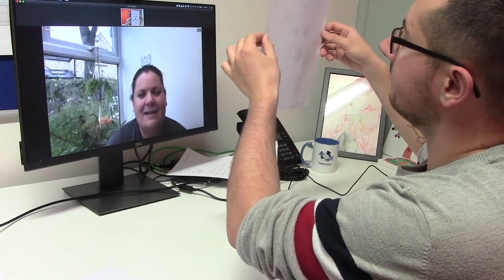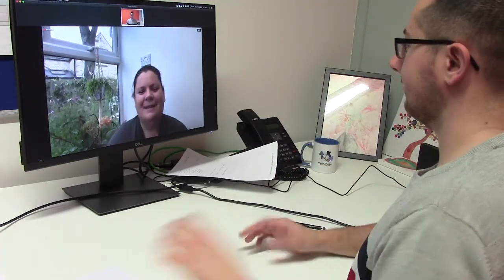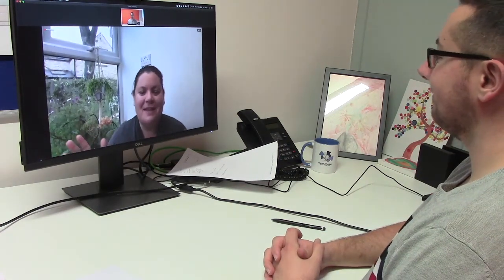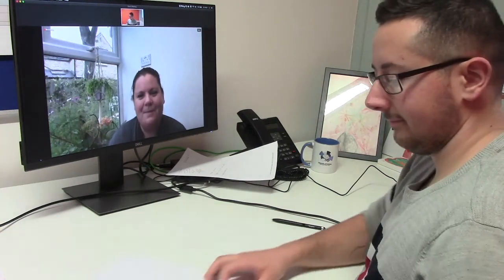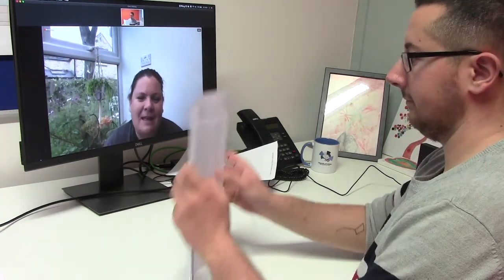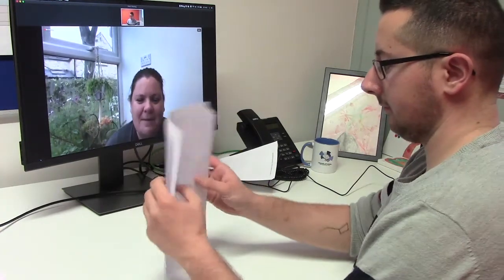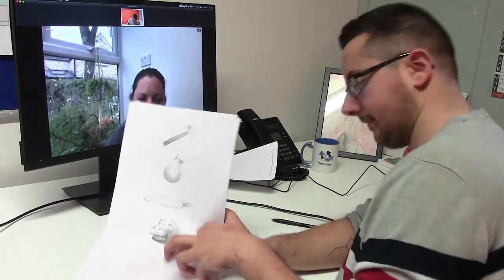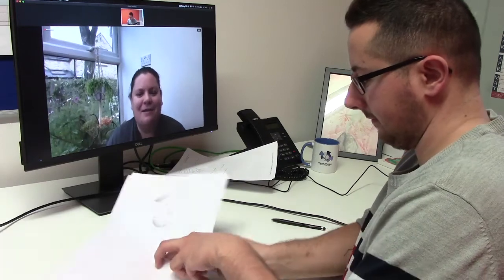Brilliant. That's it. So that was the last task. So we are actually done. So if you take all of those pieces of paper and put them back in the envelope, and then there should be an envelope for you to send it back in that has our address on and everything. So you can just pop it in there, pop it in the post, and then we've got the paper copies as well.